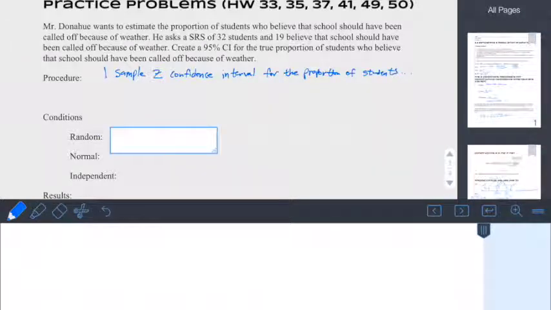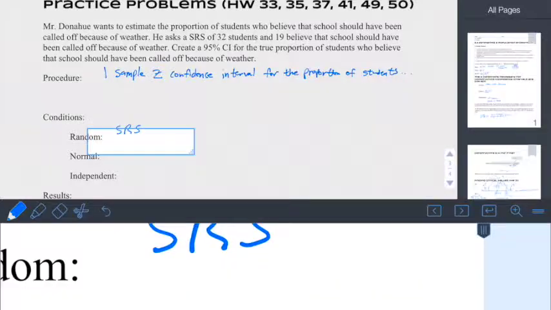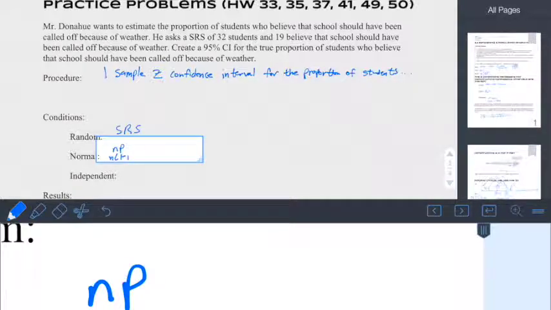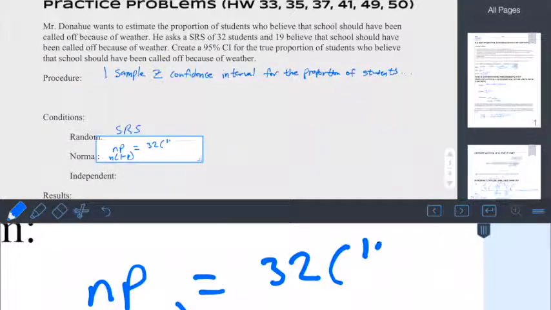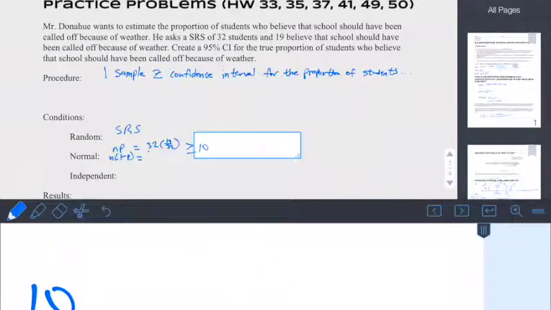We have to check our conditions. We had an SRS, so it was a simple random sample, so it was random. Normally we have to check np and n(1 minus p). Well, n was 32, and p was 19 out of 32. And I'm just going to tell you that they both are greater than or equal to 10. So the sampling distribution is approximately normal.